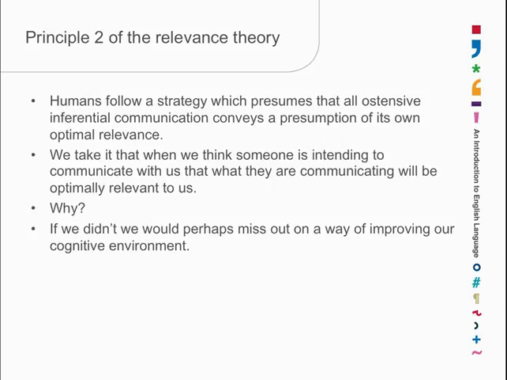Why do we do that? If we didn't, we'd miss out on a way of improving our cognitive environment, and because we're curious beasts, we want to improve our cognitive environment, and so we make this presumption of optimal relevance. That is, we're assuming that any act, when someone is communicating with us, conveys the fact that it's going to be optimally relevant to us. That's something we assume.